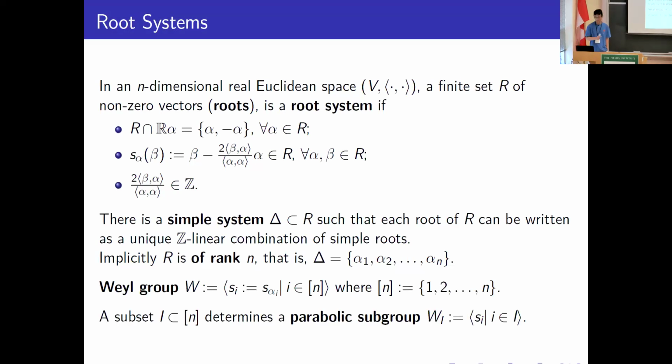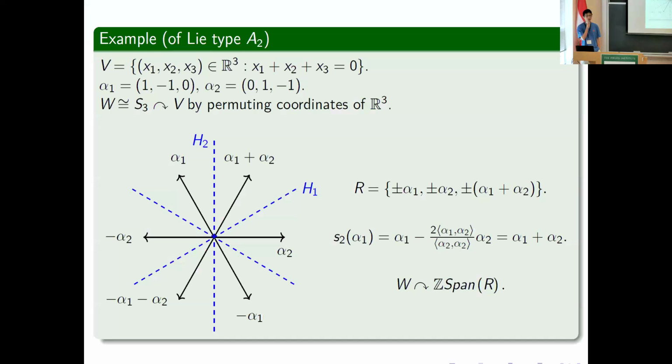And a subset I of n can determine a subgroup of the Weyl group. It's called the parabolic subgroup, and it is generated by those simple reflections indexed by I. Sorry. This is an example.